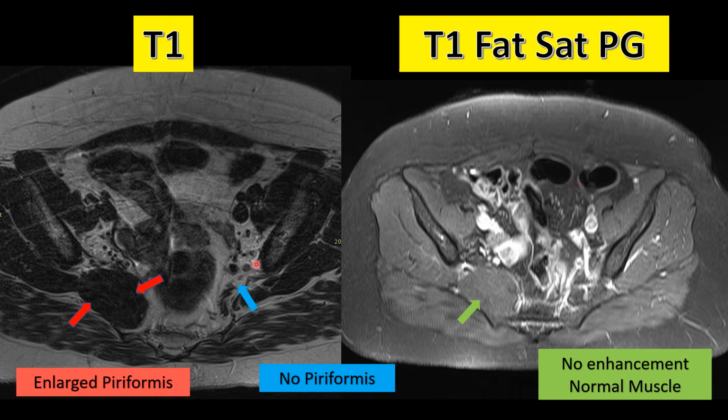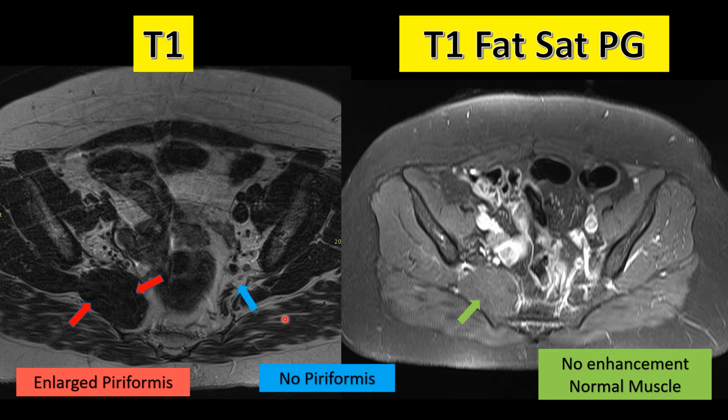here on the left. And we see with red arrows that on the right side, that mass is actually the piriformis muscle that is really enlarged. It's causing mass effect, or it's pushing anteriorly the neurovascular bundle here of the sciatic nerve. But we see in the post-contrast images that there is no enhancement. So this is just the normal muscle that is just enlarged.